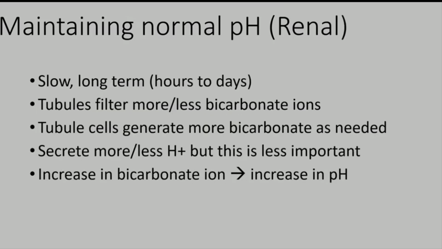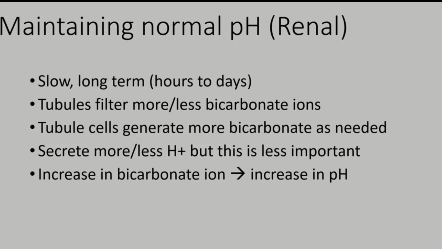Finally, our kidneys. Now, our kidneys can adjust our body's pH, but they are much slower. This is the slowest of the methods, but it lasts longer. It's long-term. Kidneys can take hours to a couple of days to adjust our body's pH significantly. And there's several different ways that they do that. The tubules can filter more or less bicarbonate ions.